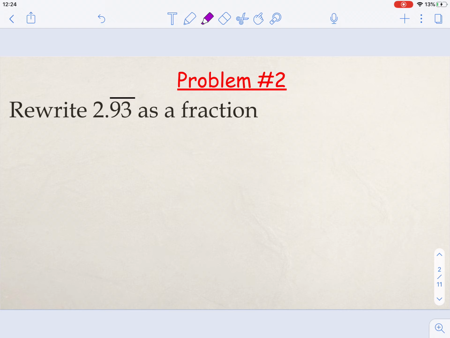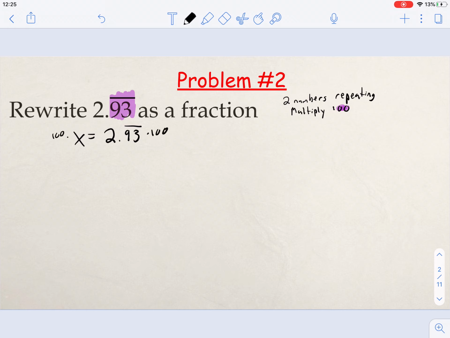So same thing as before, I need to determine how many numbers are repeating. In this case, I have 2 numbers that are repeating. So as before, when I had one number repeating, I had to multiply by 10. Since I have 2 numbers repeating this time, I'm going to have to multiply by 100 because there's 2 zeros in there. So I'm going to start off the same way. I'm going to let x equal my 2.93 repeating. I'm going to multiply both sides by 100.